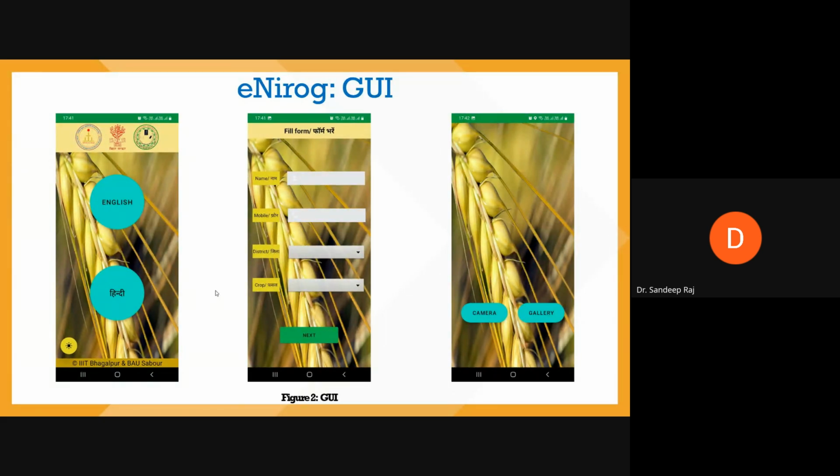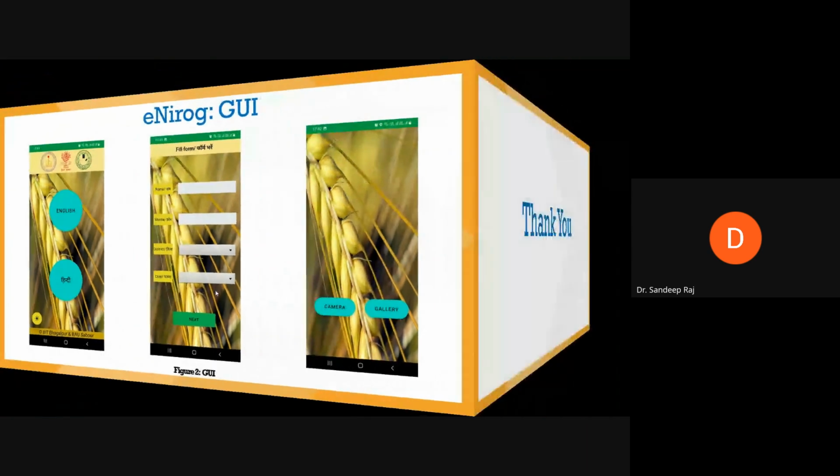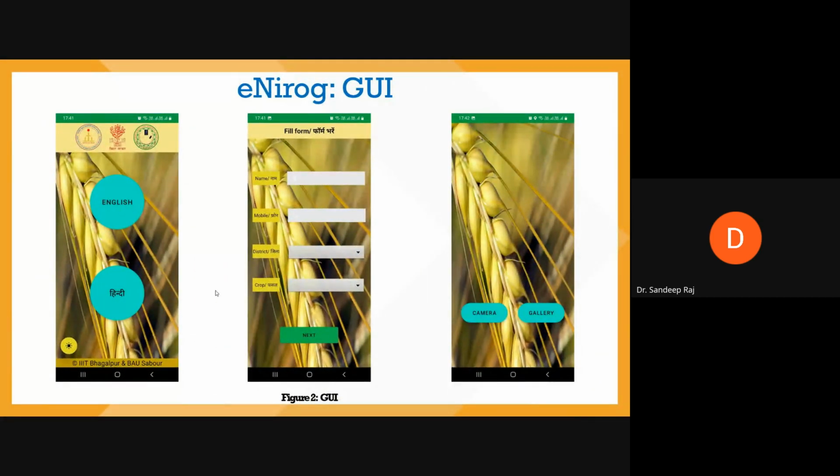You can see that on the second page, after selecting the language, you have to create your profile. You can enter your name, phone number, district, and the type of crop, and click on the next button. After clicking next, two buttons are available, the camera or the gallery. Once you click on the camera, you can just click the picture of the crop and upload it. Or if you have pre-saved images available in the gallery, you can take them from there and upload. After uploading, you will get a message on the app that the image has been uploaded successfully and the recommendations will be generated after a few minutes.